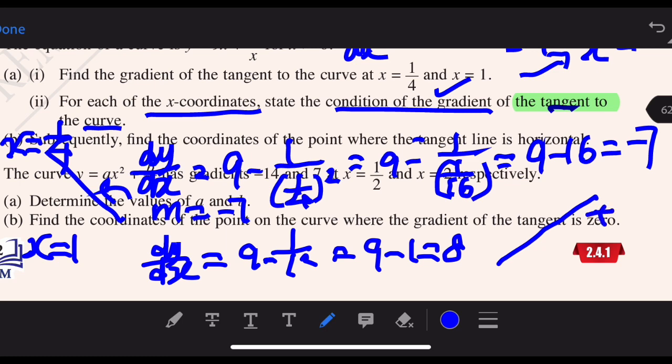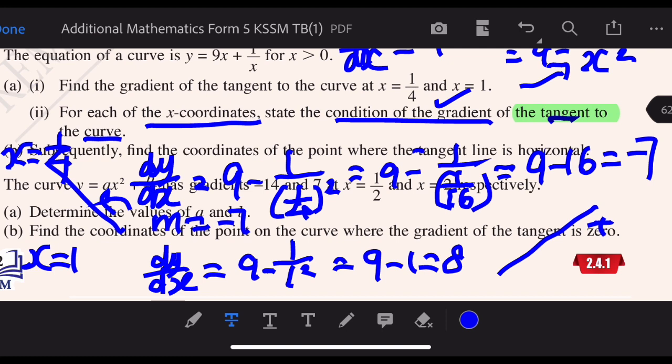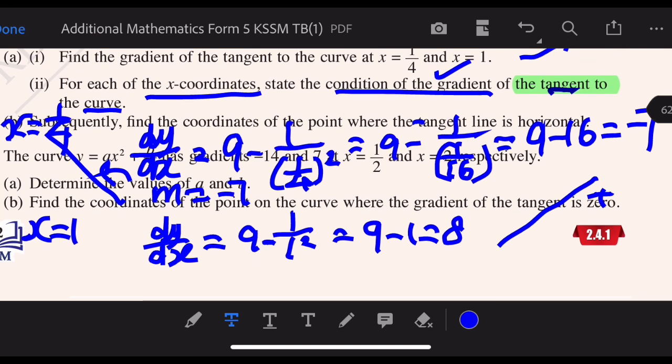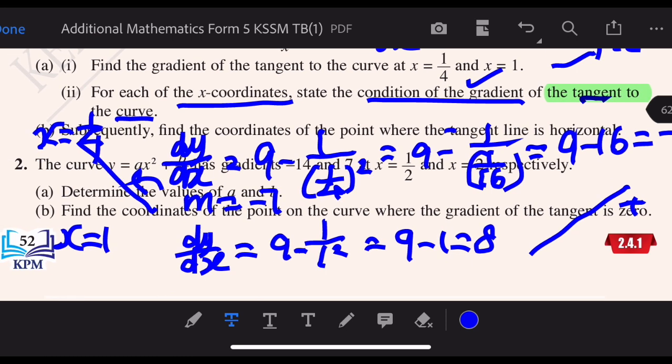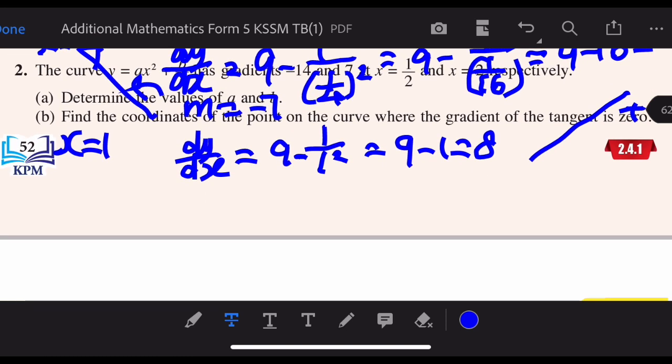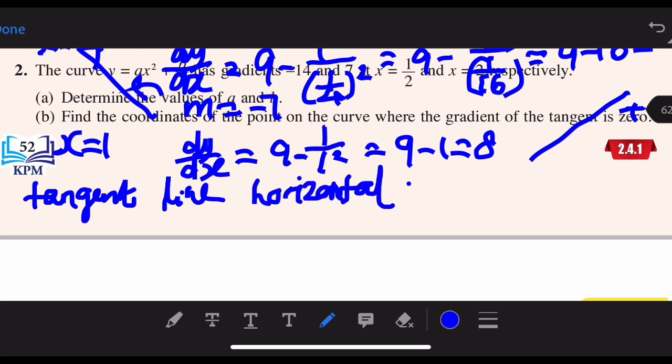So this is positive. Okay, now for each of them, we have to state the condition of the tangent to the curve. When the tangent line is horizontal, we let dy/dx equal to 0, right? Tangent line horizontal. You understand this? It's like this, tangent line horizontal. So it's the case like I showed you.